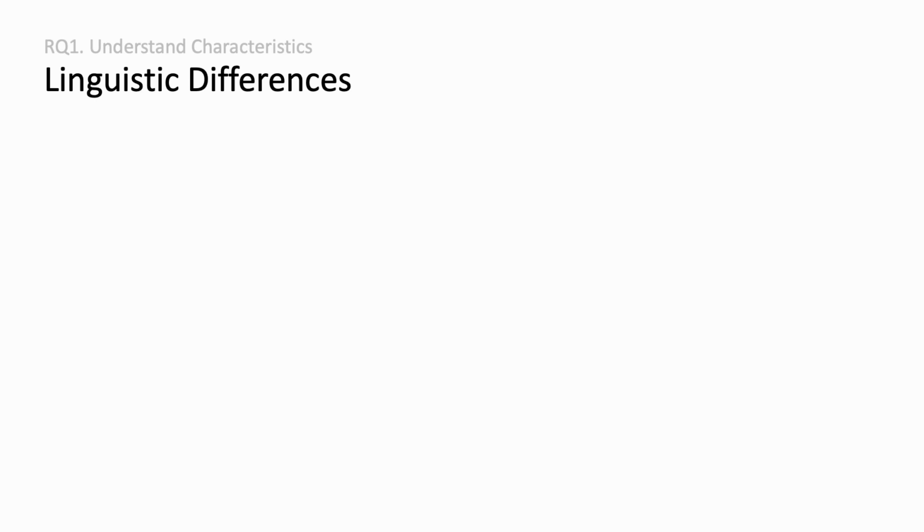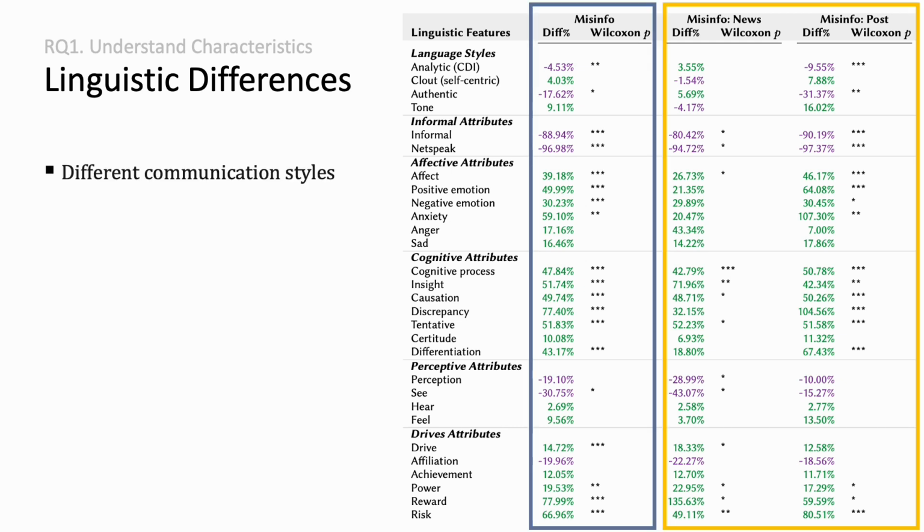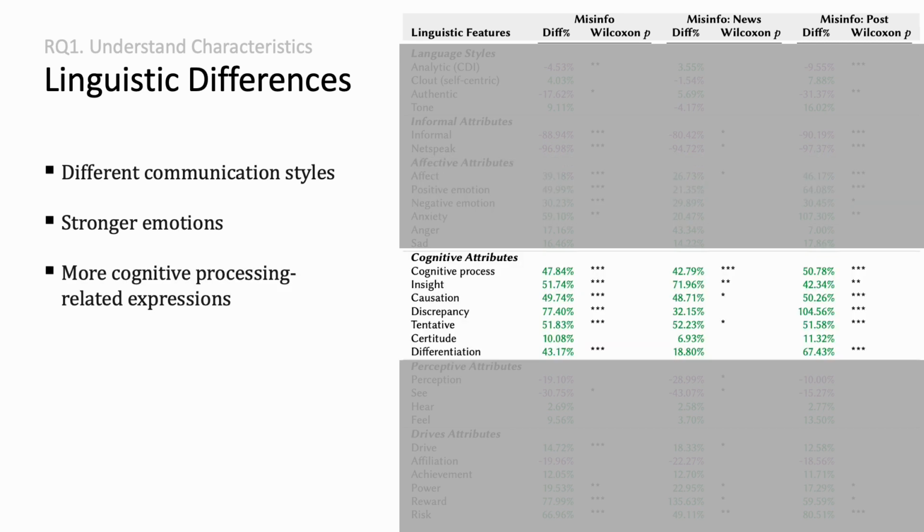We first look into linguistic differences using a lexicon tool. Generally speaking, AI misinformation had a different communication style than human creations. We also find AI misinformation presented stronger emotions than human creations, especially in social media posts, which could work as a bait to catch readers' attention. It also contains more cognitive processing-related expressions that can help achieve better reasoning and persuasiveness.